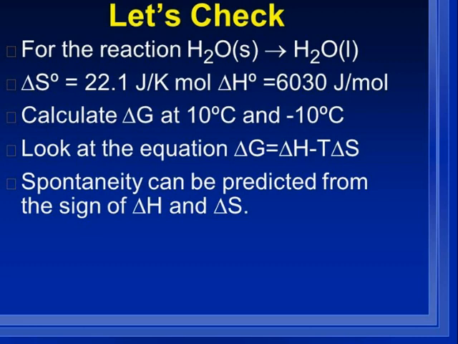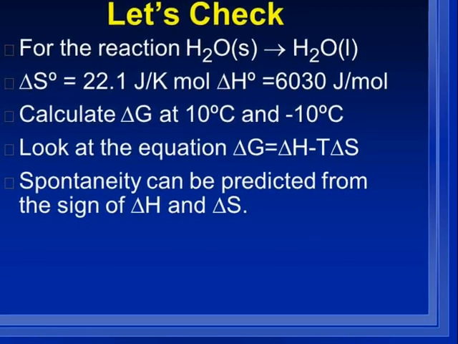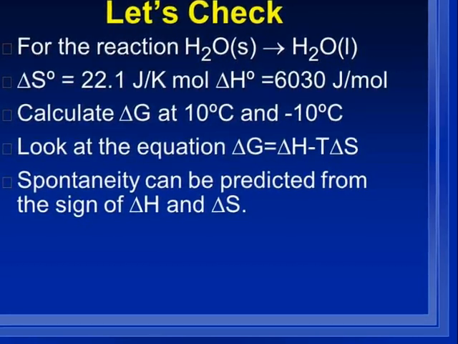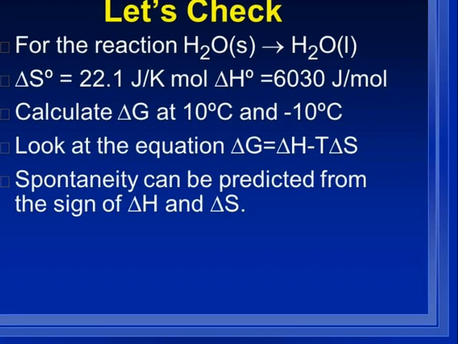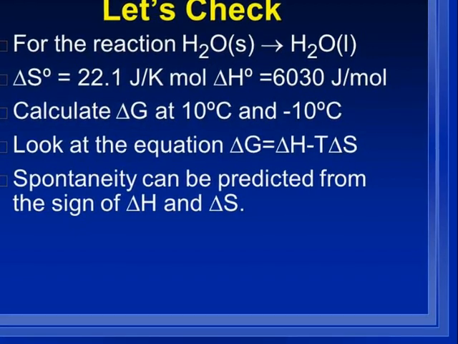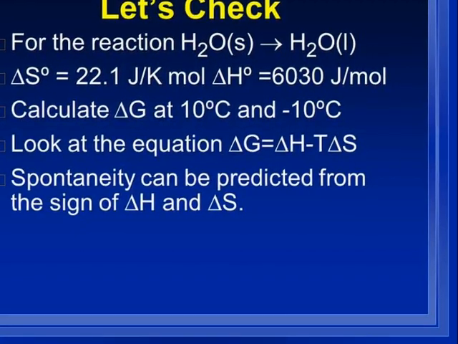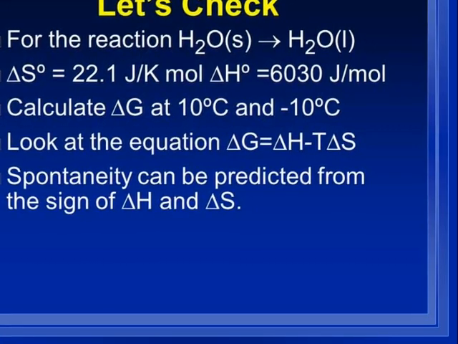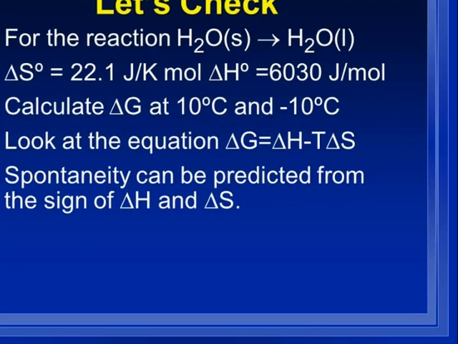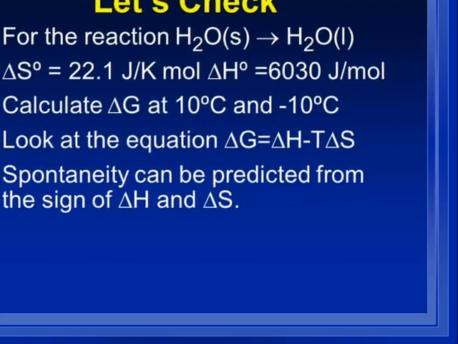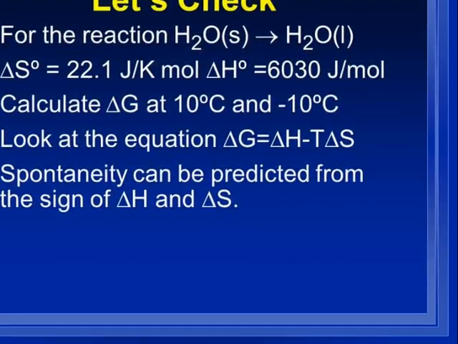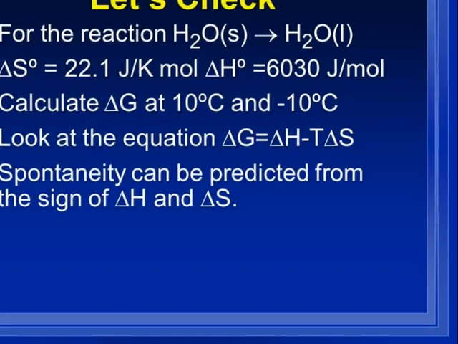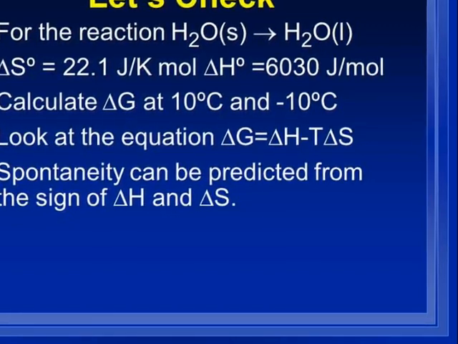So get your calculators, get this written down. Delta H is 6,030 minus, and for positive 10 degrees, we'll use 283 Kelvin, so 283 times the delta S naught, that's 22.1, and you should get negative 224.3. That would be a spontaneous process because delta G is negative.